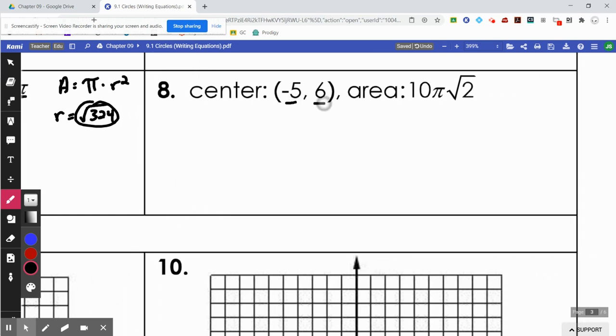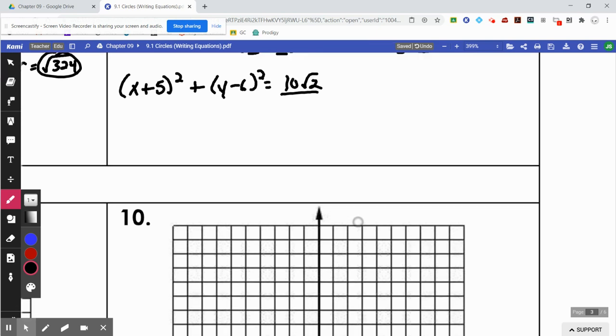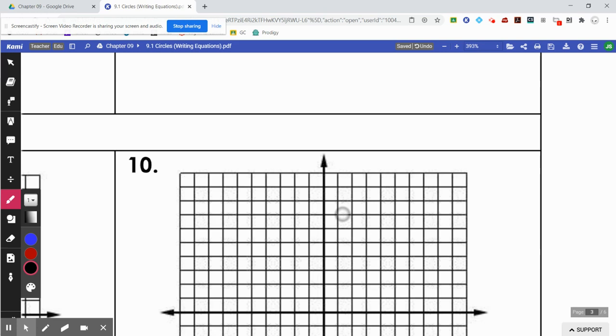Next up, your center is at negative 5, 6. Let's go ahead and do that part first. That's x plus 5 squared plus y minus 6 squared equals. All we need now is r squared. Well, if the area is pi times r squared, and here's pi, that means this stuff right here must be r squared. So simply put 10 root 2 there. There's your radius squared. Next one.